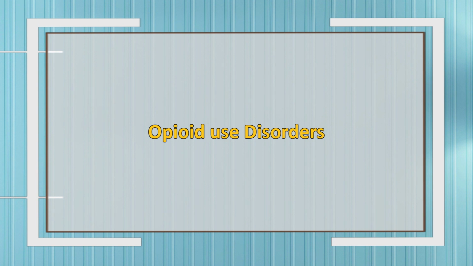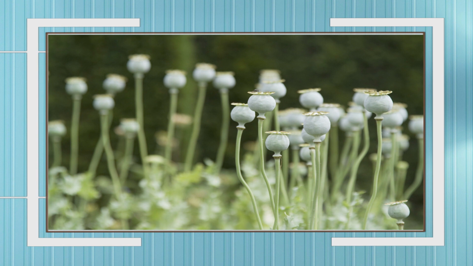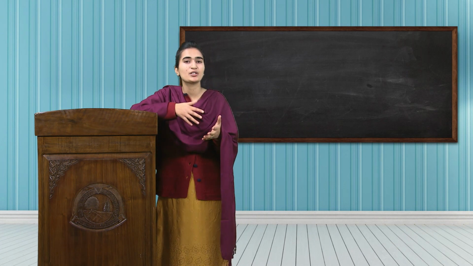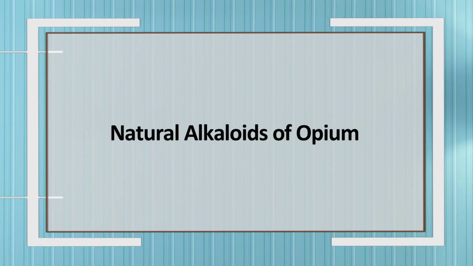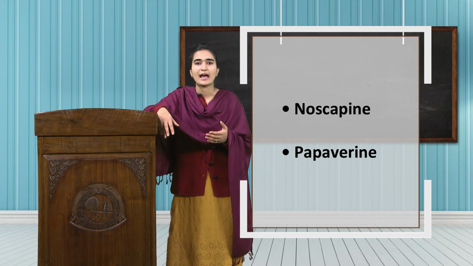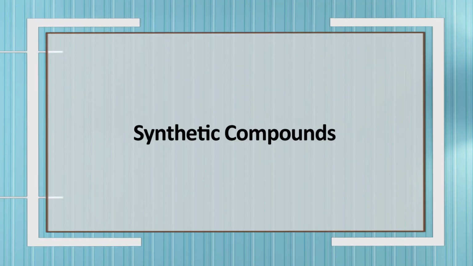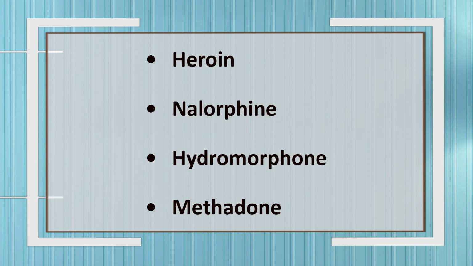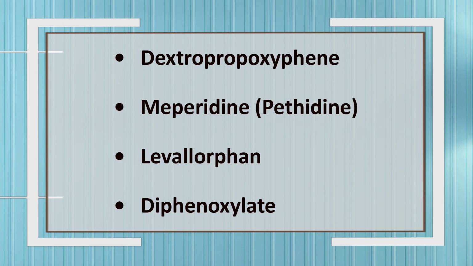Now coming to opioid use disorder. Dried exudate obtained from unripe seed capsules of Papaver somniferum has been used and abused for centuries. The natural alkaloids of opium and their synthetic preparations are highly dependence producing. A. Natural alkaloids of opium: morphine, codeine, thebaine, noscapine and papaverine. B. Synthetic compounds: heroin, nalorphine, hydromorphone, methadone, dextropropoxyphene, meperidine, levorphanol and diphenoxylate.